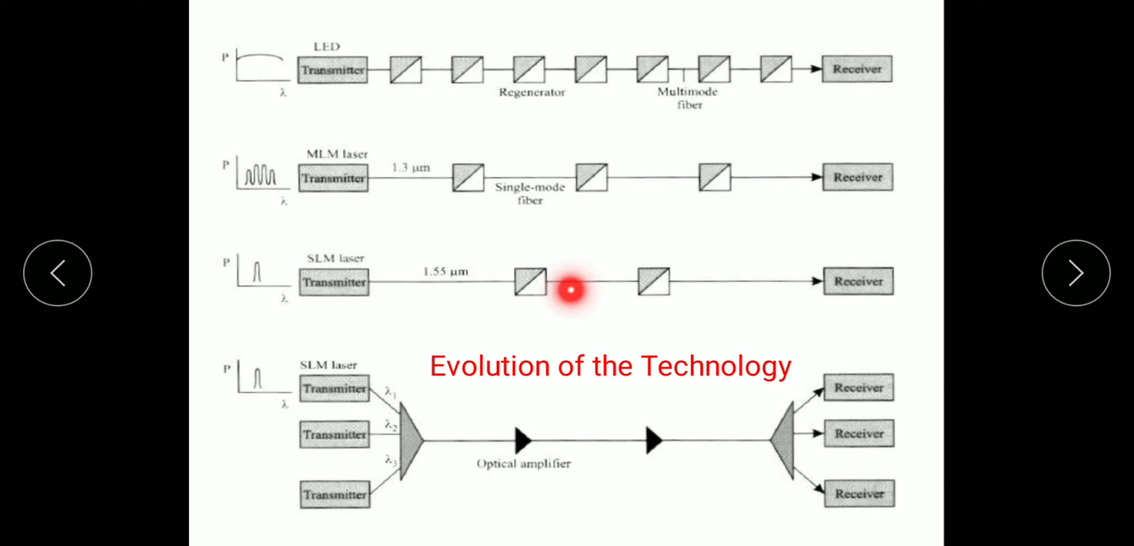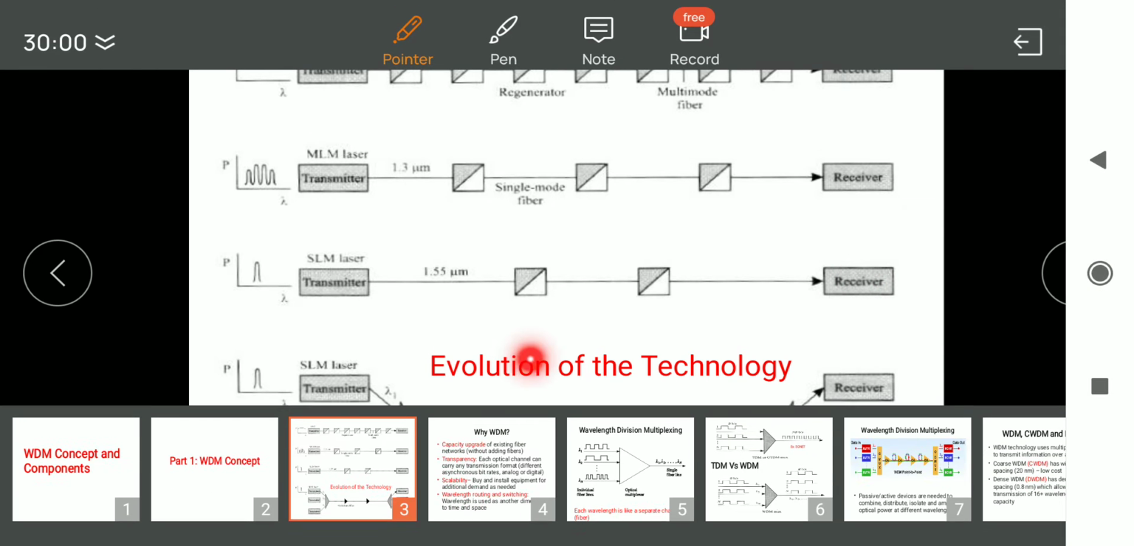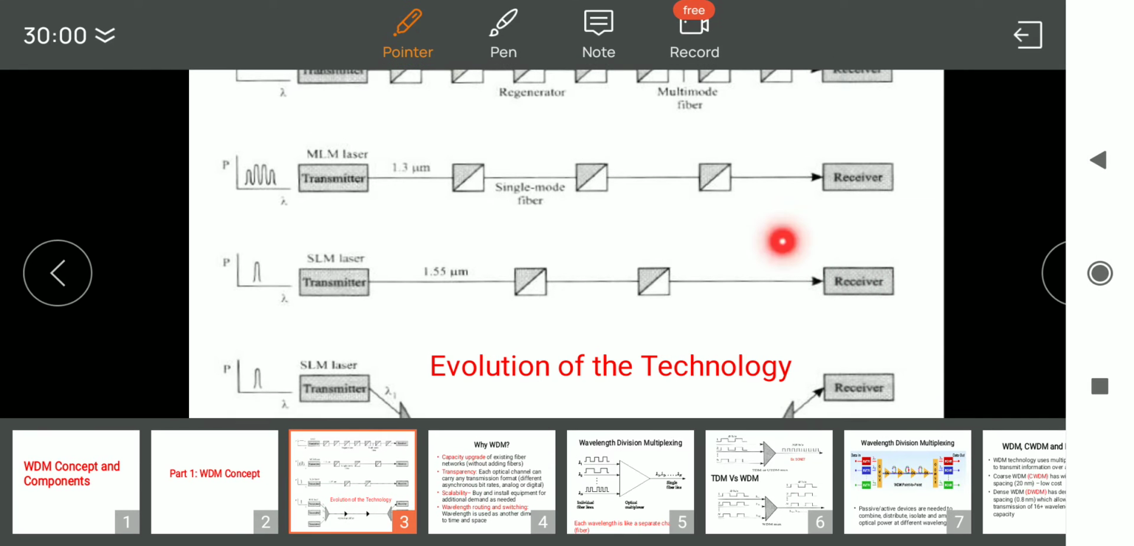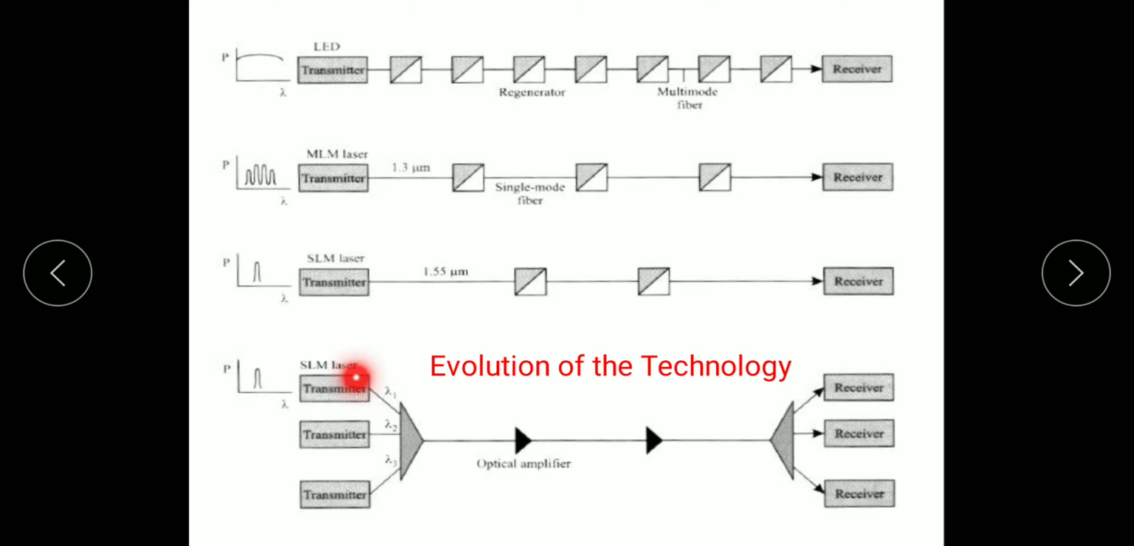Also here laser is used, still we can reduce the number of repeaters. But in the evolution of technology, we can use multiple wavelengths and we can combine multiple signals over a single fiber, and then those different signals can be received by different receivers. How is it possible? It is possible by using wavelength division multiplexing.